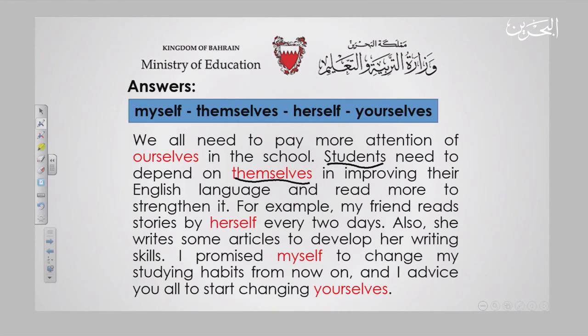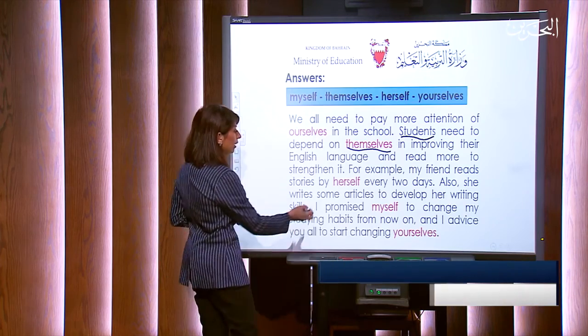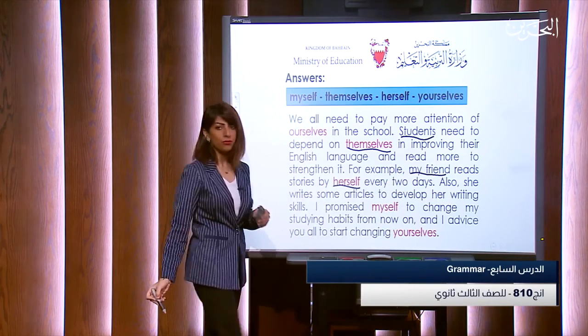For example, my friend reads stories by herself. It could be here himself also, but the only option I have in the blue box is herself. So definitely I'm referring to a female. Now, herself is referring to my friend.